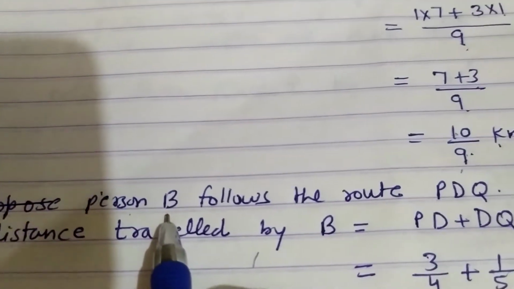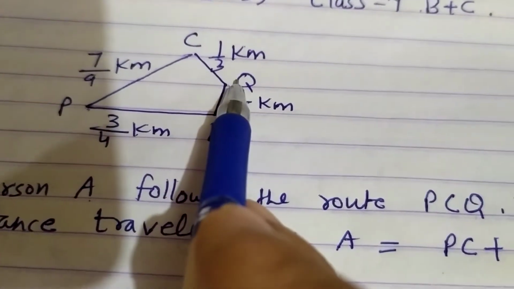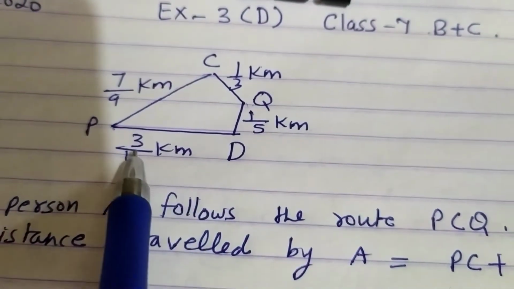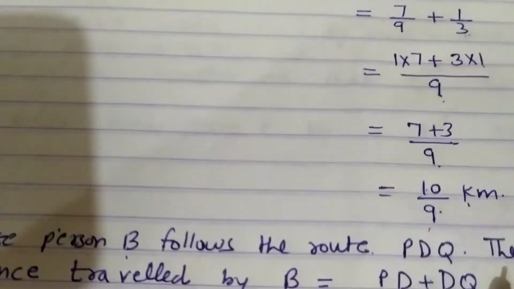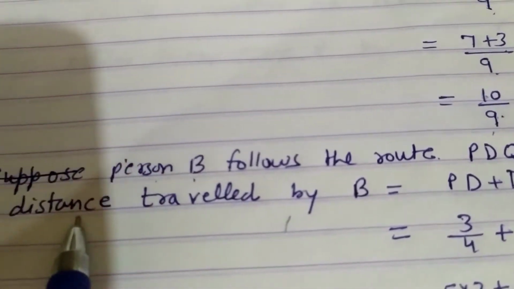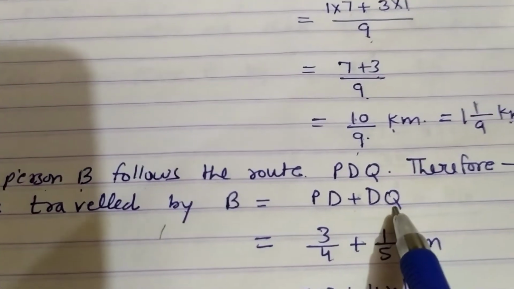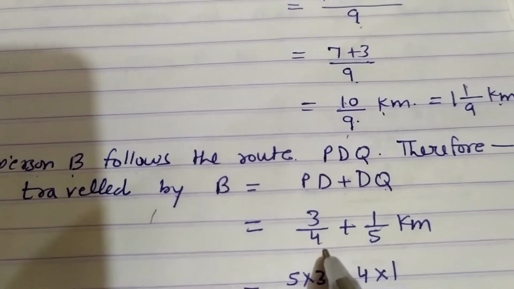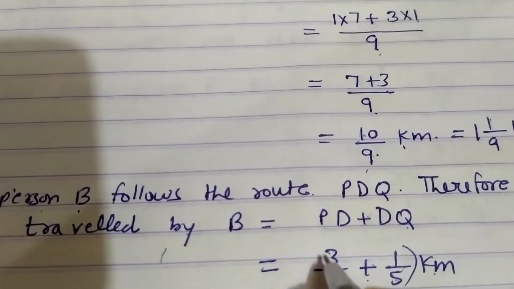Now, person B follows the route PDQ. This is route PDQ. So, what is the distance travelled by person B? Therefore, the distance travelled by B is equal to PD plus DQ. PD is 3 upon 4 km plus DQ is 1 upon 5 km.